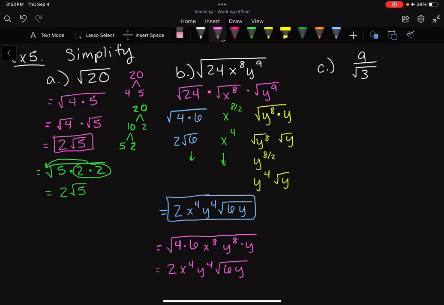Now this last one is just another way of reducing roots. Whenever you have a root in the denominator, the issue is that you don't want radicals in the denominator in general. So a lot of times we'll multiply by the root at the top and bottom in order to simplify. So here we would get 9 root 3 divided by root 3 times root 3, which is just 3. So this reduces into 3 root 3.